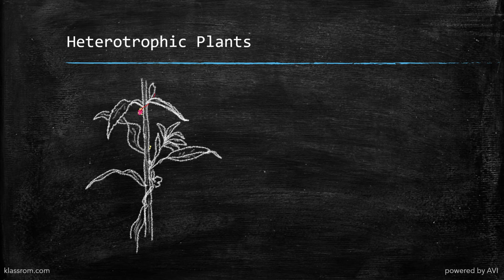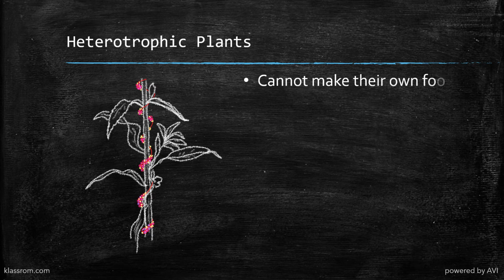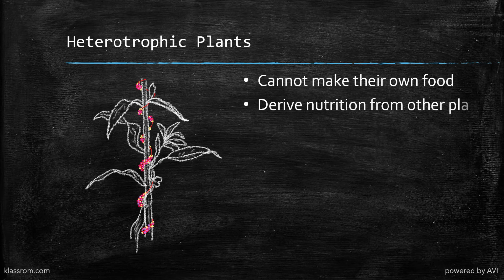And this is a heterotrophic plant. Do you get the picture already? Heterotrophic plants. Plants which cannot make their own food live with heterotrophic modes of nutrition. Basically, these are plants which derive nutrition from other plants. The plant from which they get their nutrition is the host, and the heterotrophic plant is called the parasite. Example: Cuscuta.